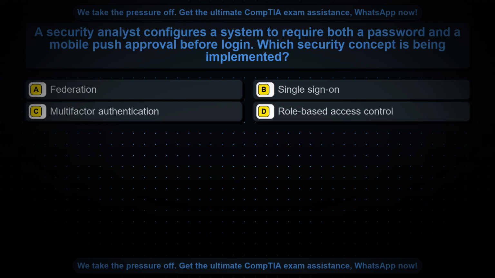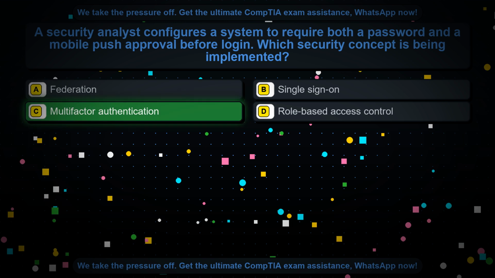Question 1. A security analyst configures a system to require both a password and a mobile push approval before login. Which security concept is being implemented? Option A, Federation. Option B, Single Sign-On. Option C, Multi-Factor Authentication. Option D, Role-Based Access Control. The correct answer is option C. Multi-Factor Authentication.